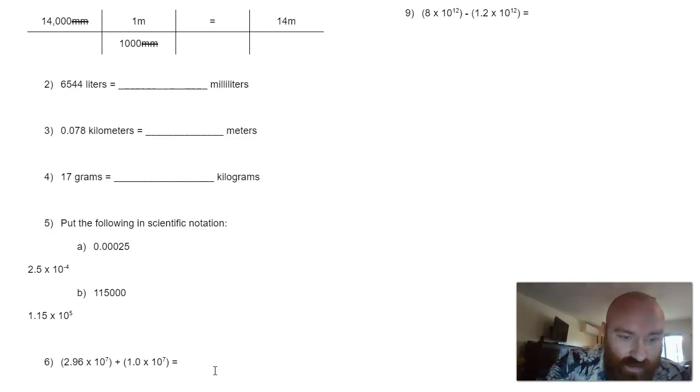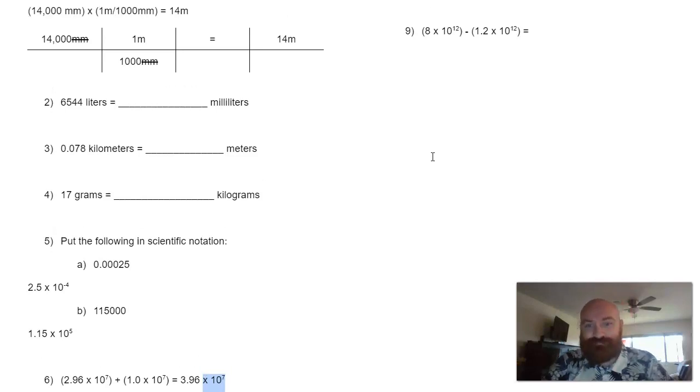When you are adding scientific notations that have the same exponent and base, they actually can be treated like variables. So 2.96 plus 1 actually equals 3.96 times 10 to the 7. You see how this is being treated just like a variable, even though these numbers are quite large?